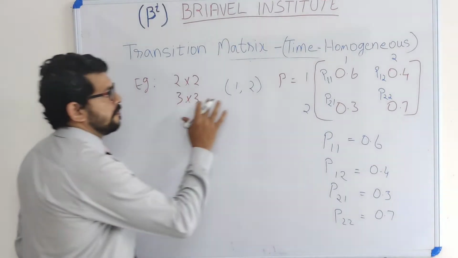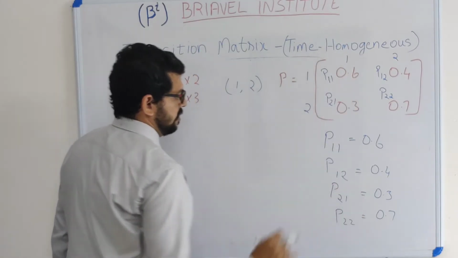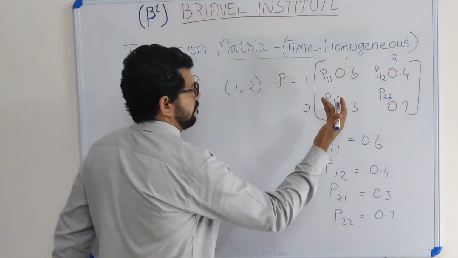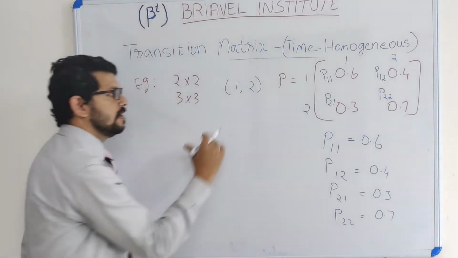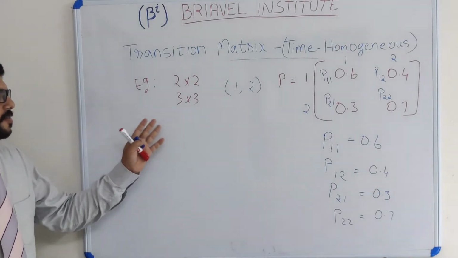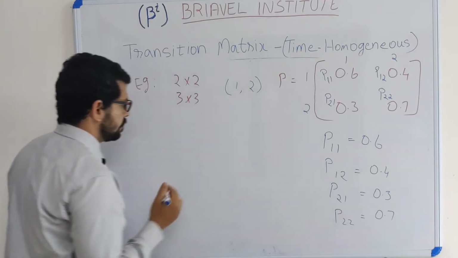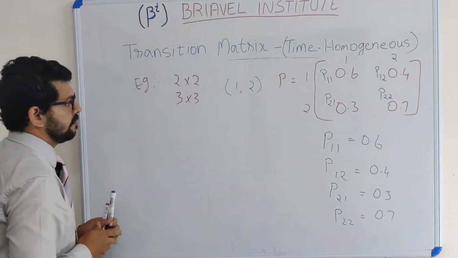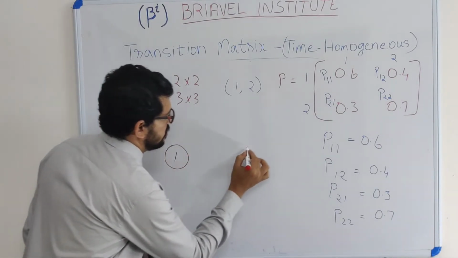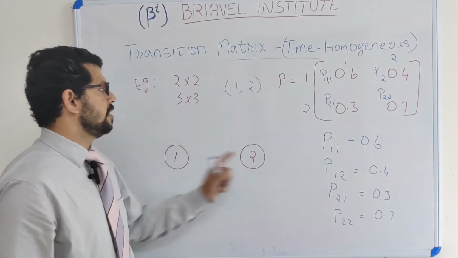So we learned the transition matrix. This is just one example, and we wrote the transition probabilities. Next, how do we represent this transition matrix in a diagram? We call it a transition diagram or transition graph diagram. How many states are available? States 1 and 2, so we have only 2 states. This is the first state and this is the second state.